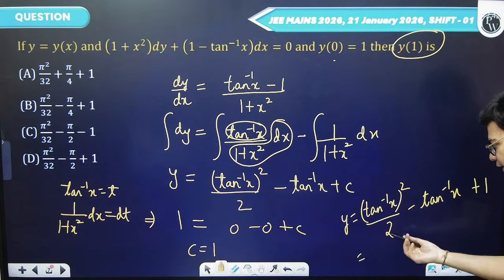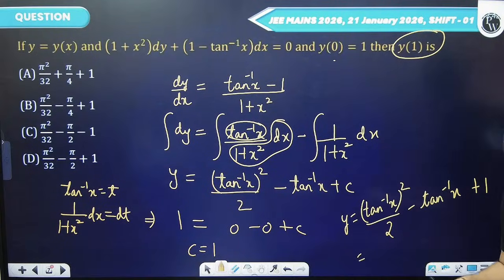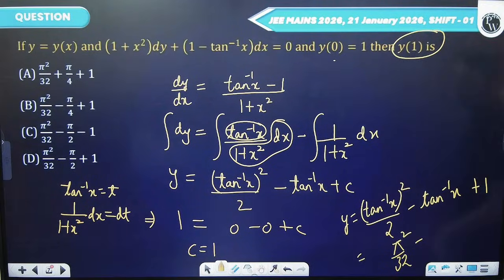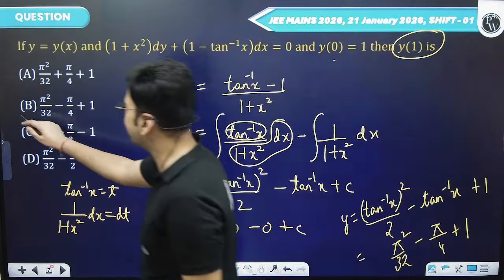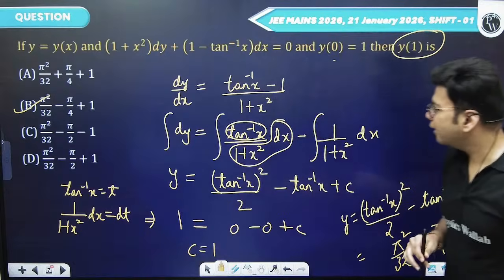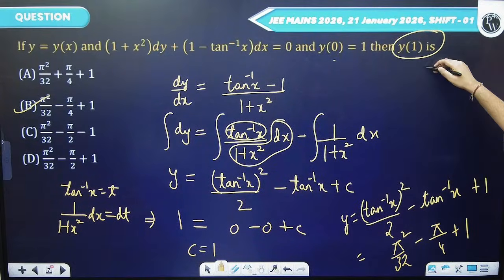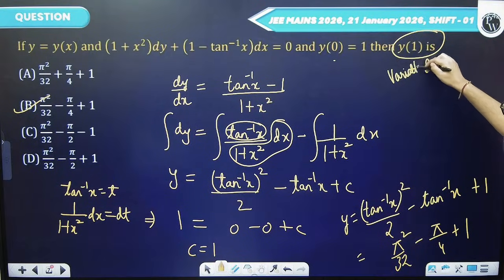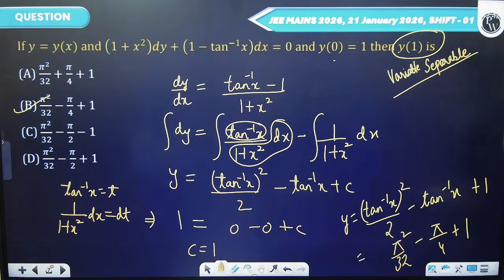Tan inverse 1 is pi by 4, whole square, pi square by 16. So this will become pi square by 32 minus tan inverse of 1, which is pi by 4, plus 1. Pi square by 32 minus pi by 4 plus 1. B option is your correct answer. Again, very straightforward question. The concept involved is variable separable differential equation. So I would classify this question as easy.